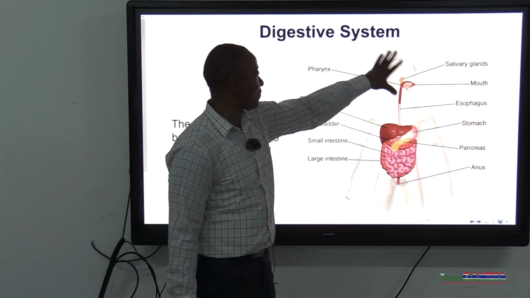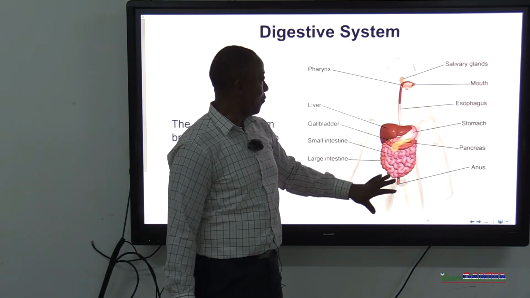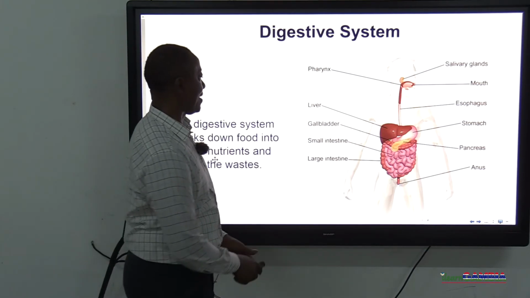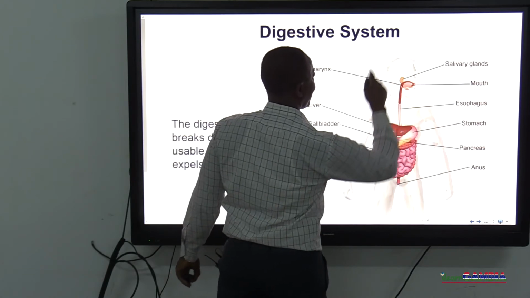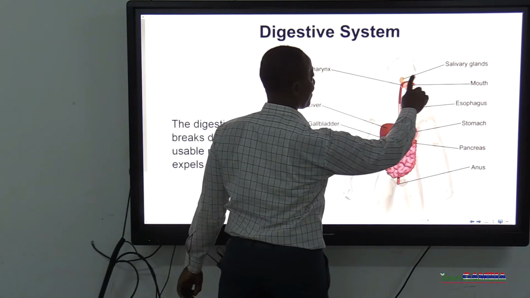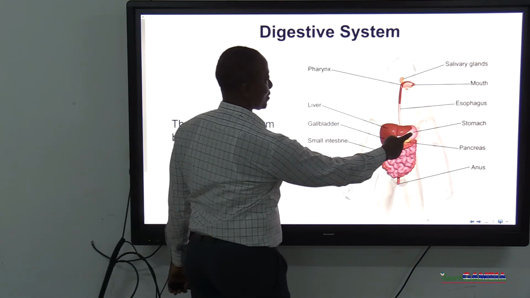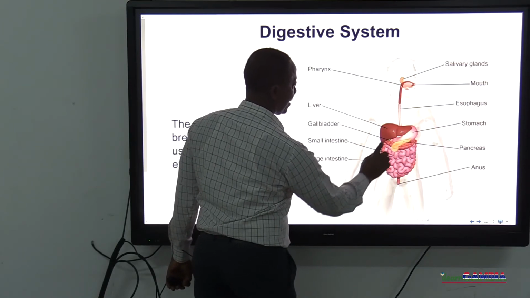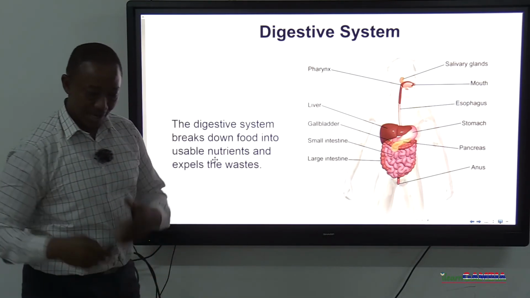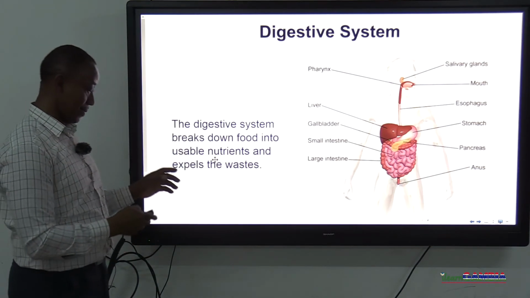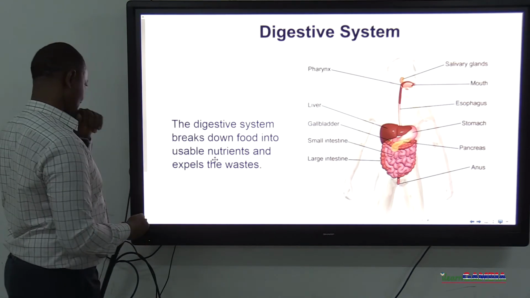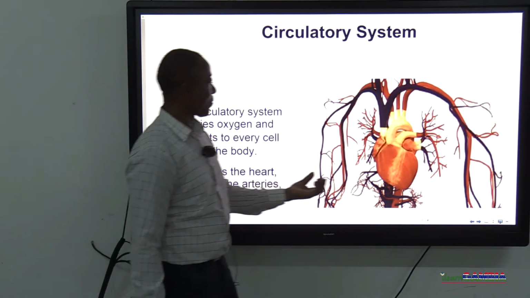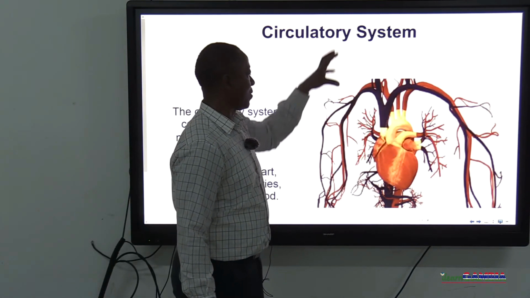Later you'll be looking at the different parts and their functions. For now, you're expected to recognize that this is the digestive system. You should be able to identify the organs that make it up, like the salivary glands, the mouth, the esophagus, the stomach, the liver, the gallbladder, the pancreas, the small intestine, the large intestine, and the anus. Everything that makes up the system, you're expected to be able to name, and to identify the system itself.